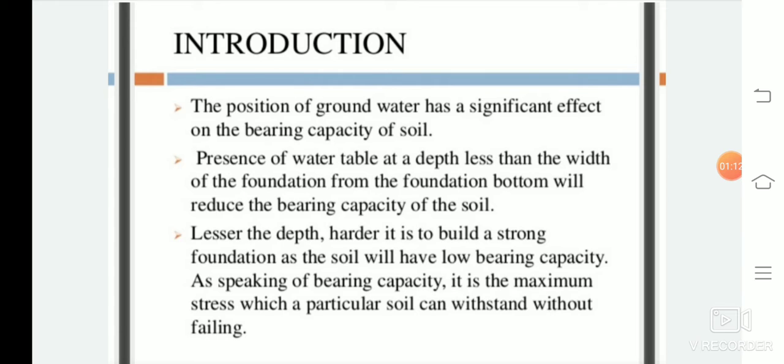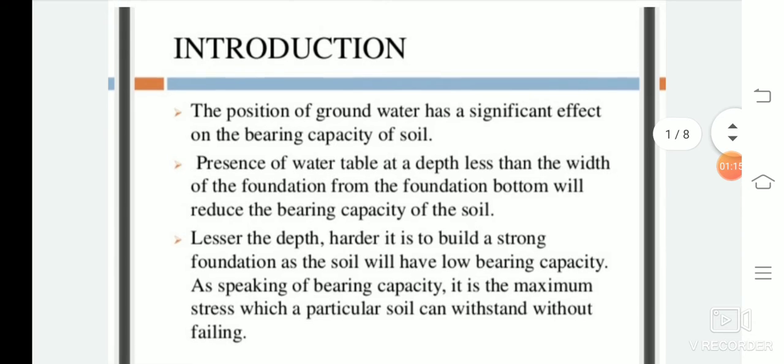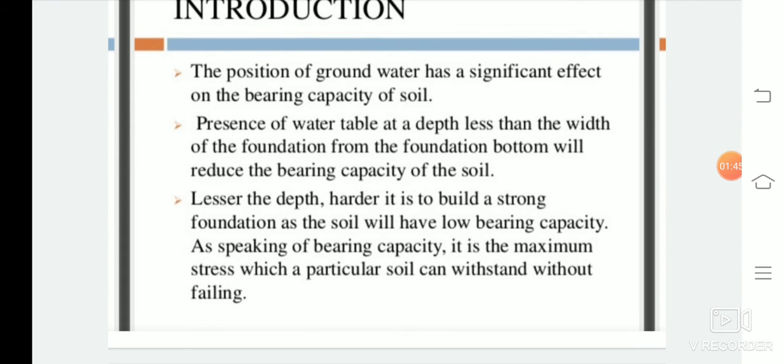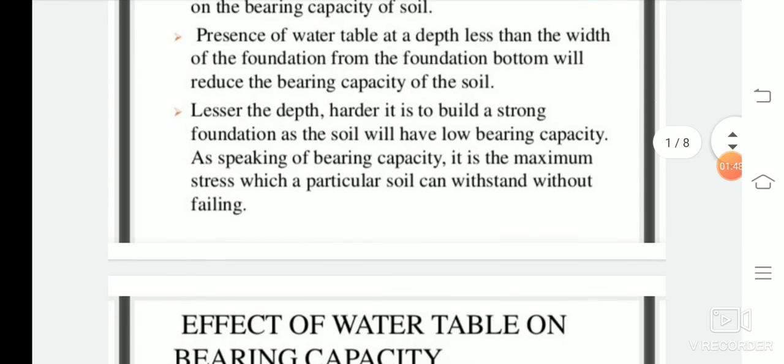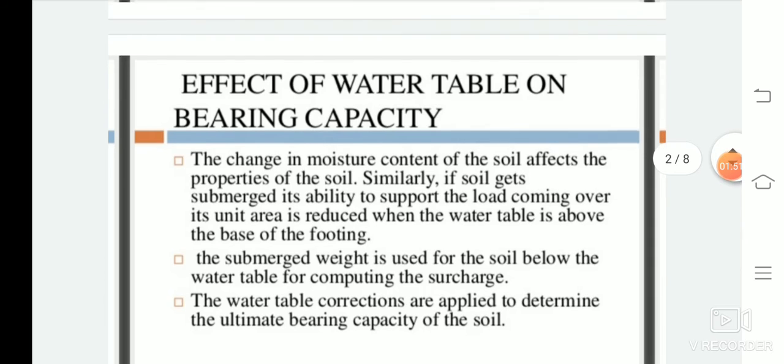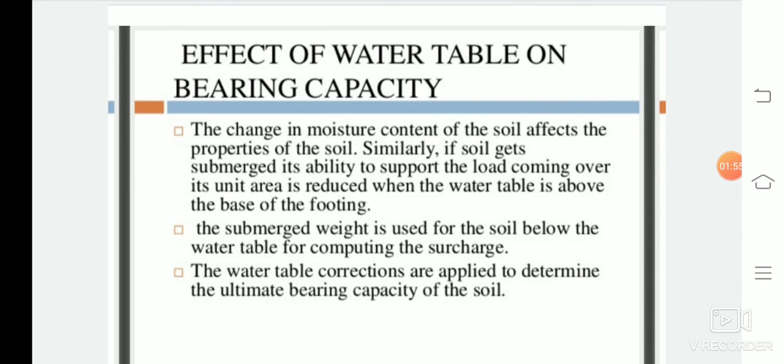If the water table is present at a depth less than the width of the foundation, then the foundation bottom will reduce the bearing capacity of the soil. And when the depth is lesser, it is very hard to build a strong foundation system on the soil, which will have a low bearing capacity. So maximum bearing capacity can be obtained when the water table is at a significant depth below the foundation. So hence we will study the effect of water table on the bearing capacity.